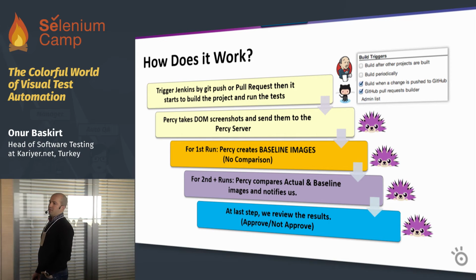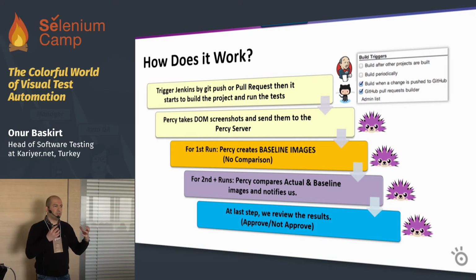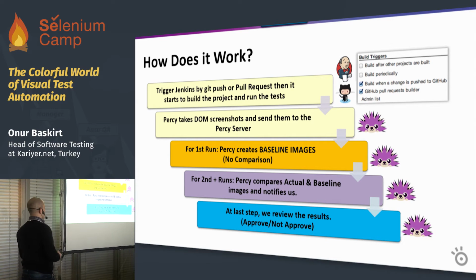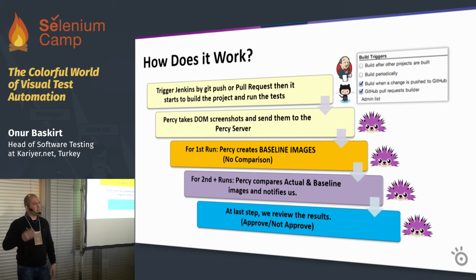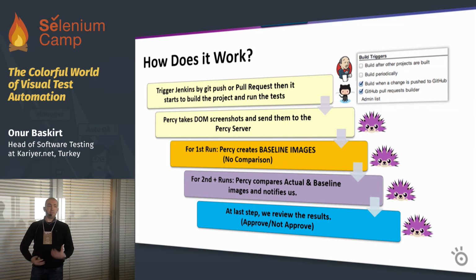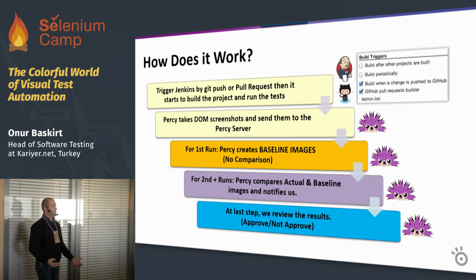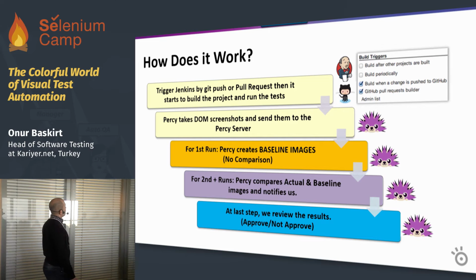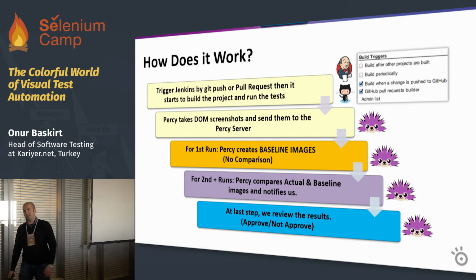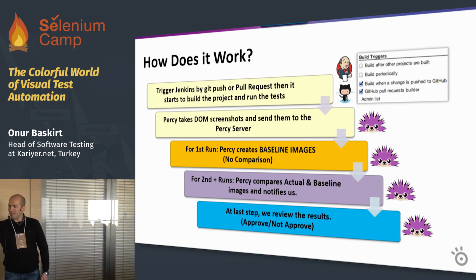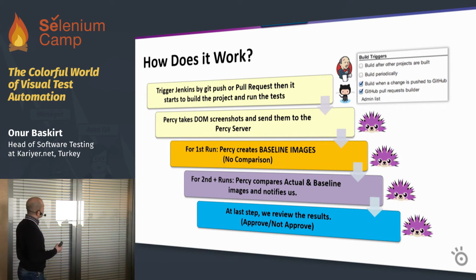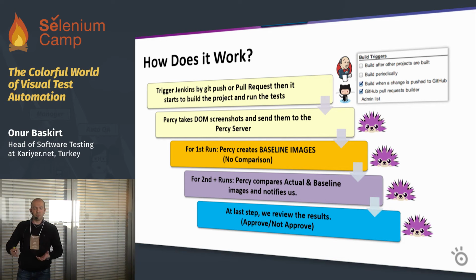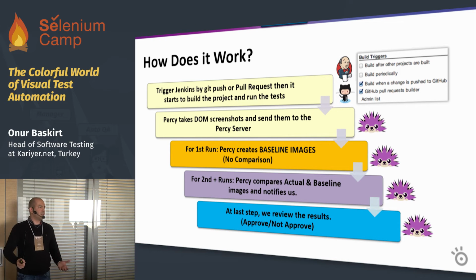So how does it work? First, you have to integrate Percy with your CI tool and GitHub. And when you do a push, git push or pull request, the Jenkins job is triggered, and it builds the project and starts to run your tests. While your tests are running, Percy takes DOM screenshots and sends them to the Percy cloud, their server, and renders them with modern browsers.